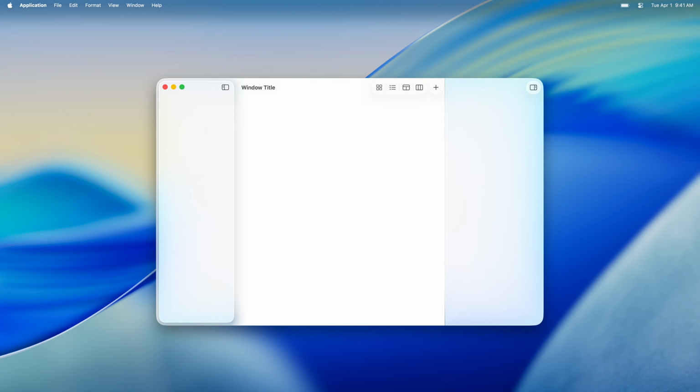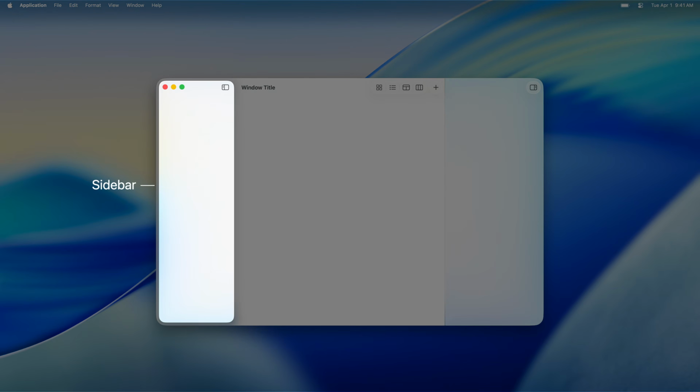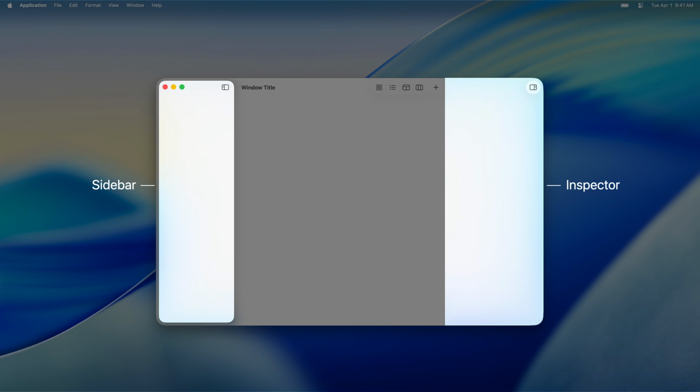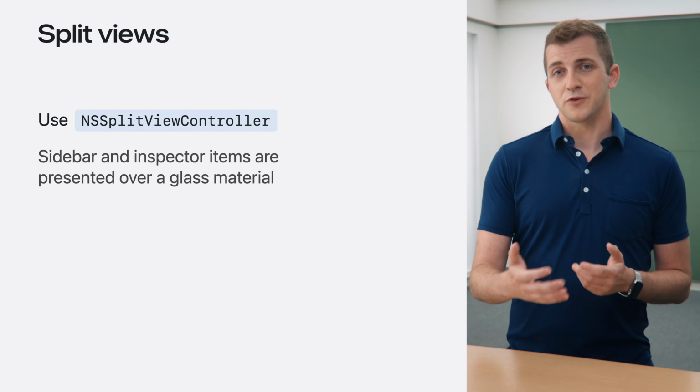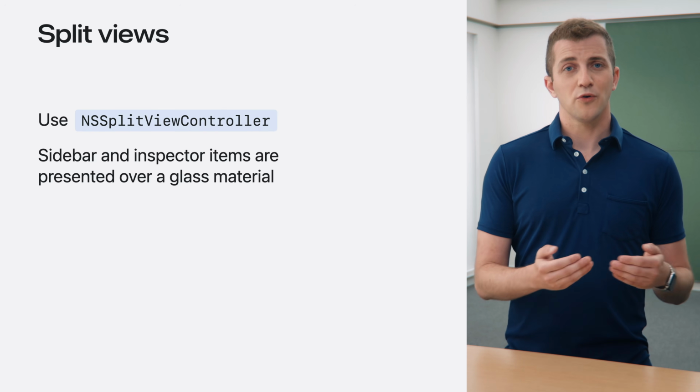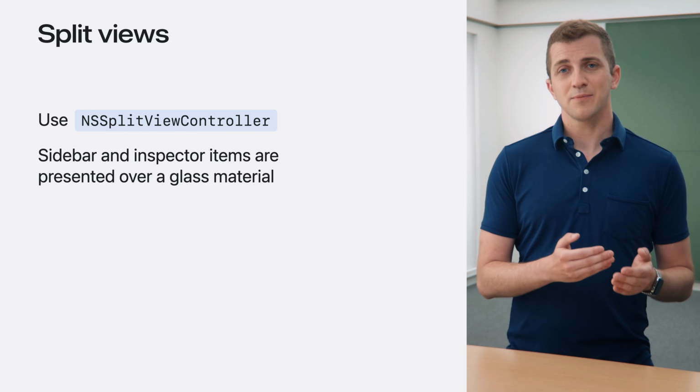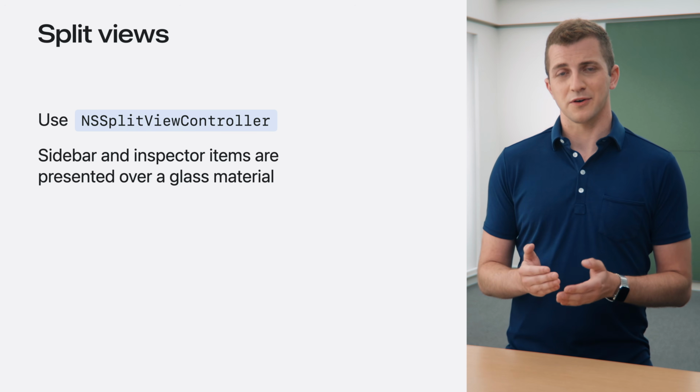With glass toolbars handled, I'll move on to the main content of the window, which is often organized using a split view. In the new design, sidebars appear as a pane of glass that floats above the window's content, whereas inspectors use an edge-to-edge glass that sits alongside the content. To get this effect in your application, use NSSplitViewController. When you create split items with a sidebar or inspector behaviors, AppKit presents them with the appropriate glass material automatically.